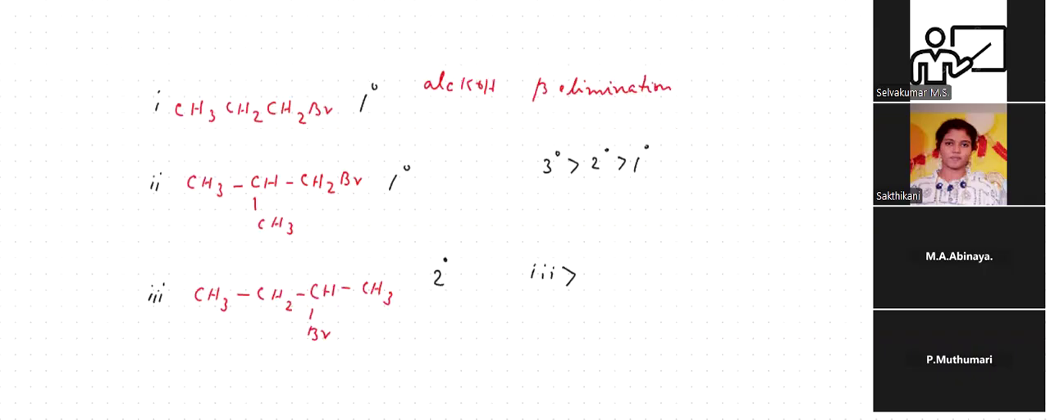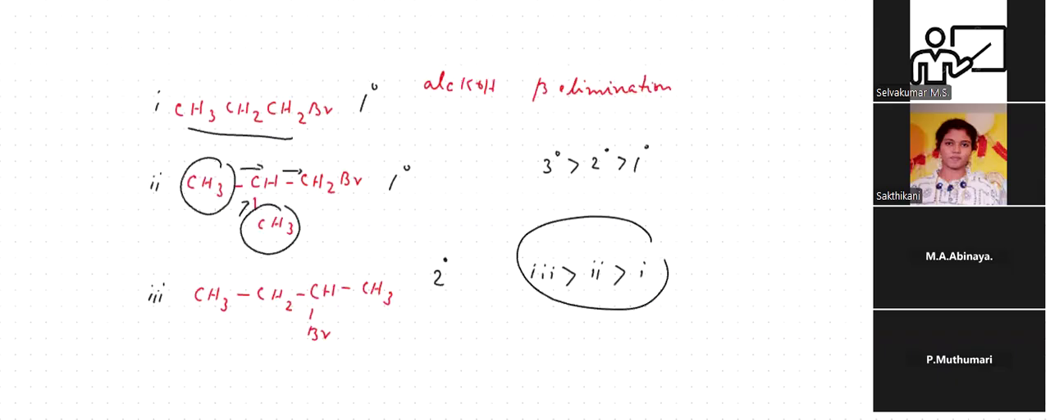Because even though it is also primary, another methyl group is attached here. So the inductive effect of both methyl groups is carried over here. But here it is a straight line compound. Therefore, here the polarity will be more than that of here. Therefore, the reactivity order will be the third the fastest, next to that the second, and the least one is the first one.